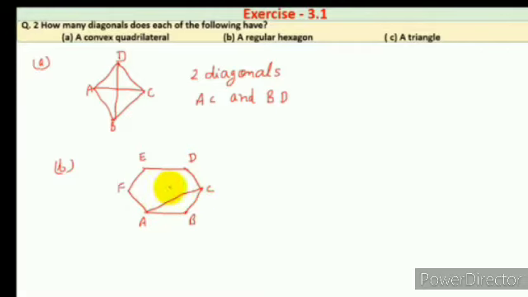Diagonals always should join opposite vertices. A opposite is C, A opposite D. From A only we can draw 3 diagonals. Got it?